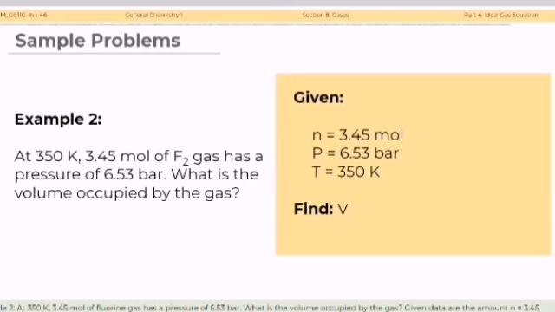Example number 2. At 350 Kelvin, 3.45 moles of fluorine gas has a pressure of 6.53 bar. What is the volume occupied by the gas? Given data are the amount n, 3.45 moles, pressure 6.53 bar, and temperature 350 Kelvin. What is asked is the volume of the gas.